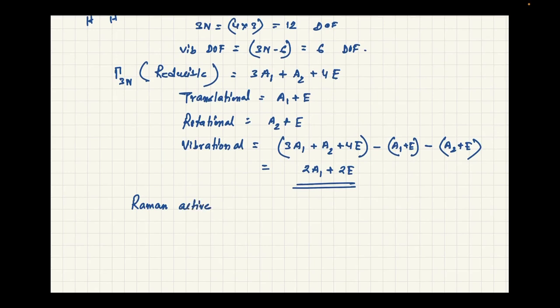So Raman active vibrations will be A1 plus E, or A1 and E both.